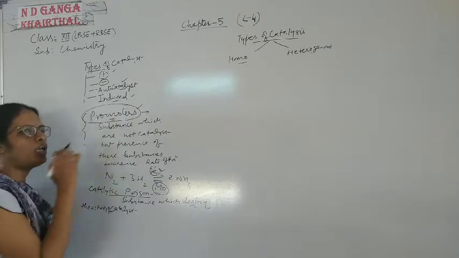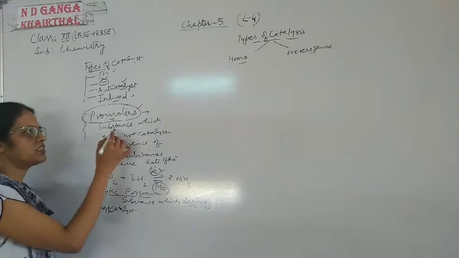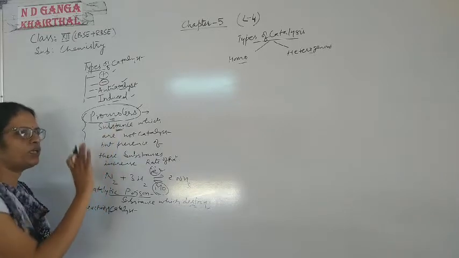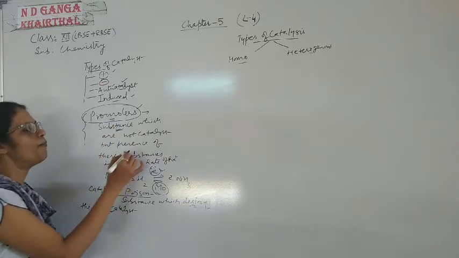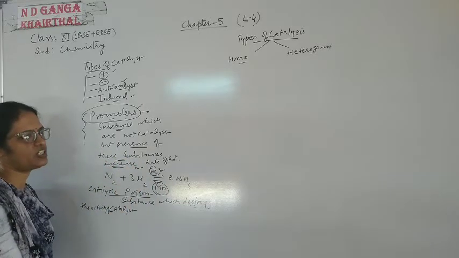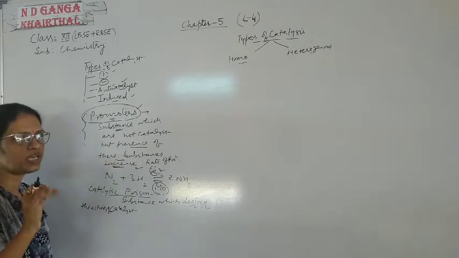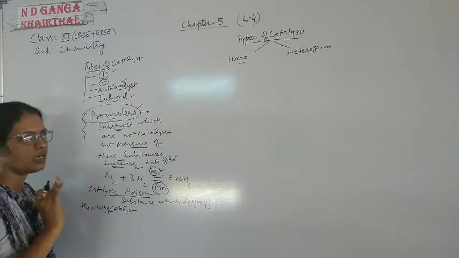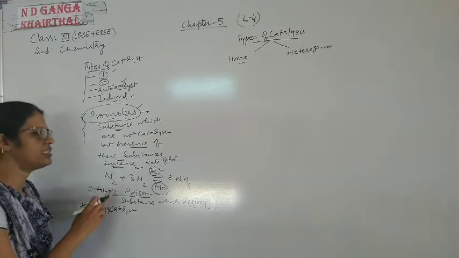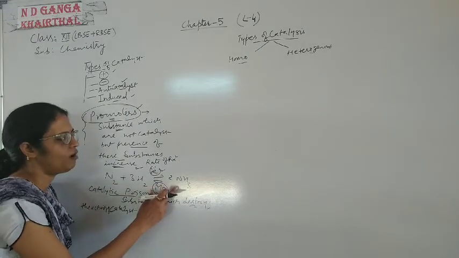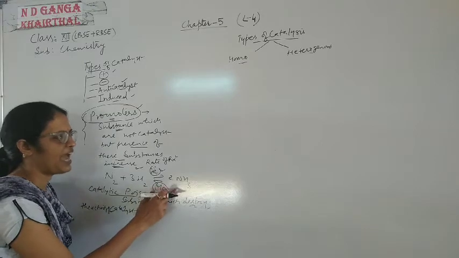What are promoters? Promoters are the substances which are not catalysts, but the presence of these substances increases the rate of reaction. Means promoter वो substance है जो कि catalyst की तरह काम तो नहीं करते, but their presence itself increases the rate of reaction. For example, in the Haber process, nitrogen and hydrogen form ammonia.